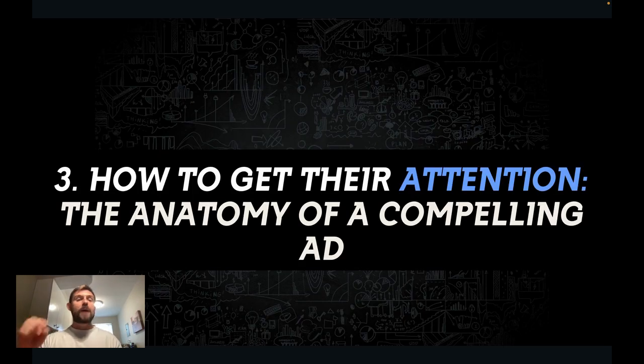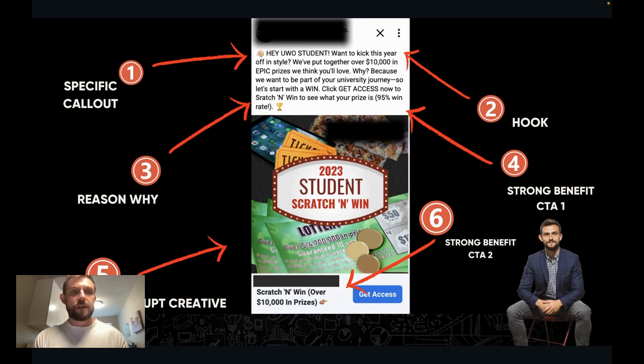Now let's talk about how to get their attention. This is the anatomy of a compelling ad. All right, so the first thing is we want to have a highly specific call out. So here you'll see we're saying, hey, UWO student. And then for the Fanshawe College ad set, we'll say, hey, Fanshawe student. The more specific we are here, the better able we are to stop people in their tracks.